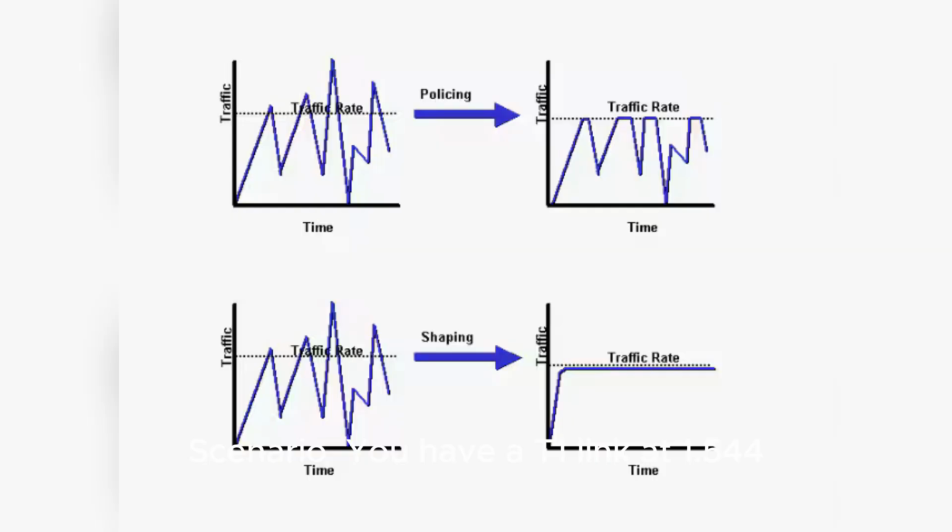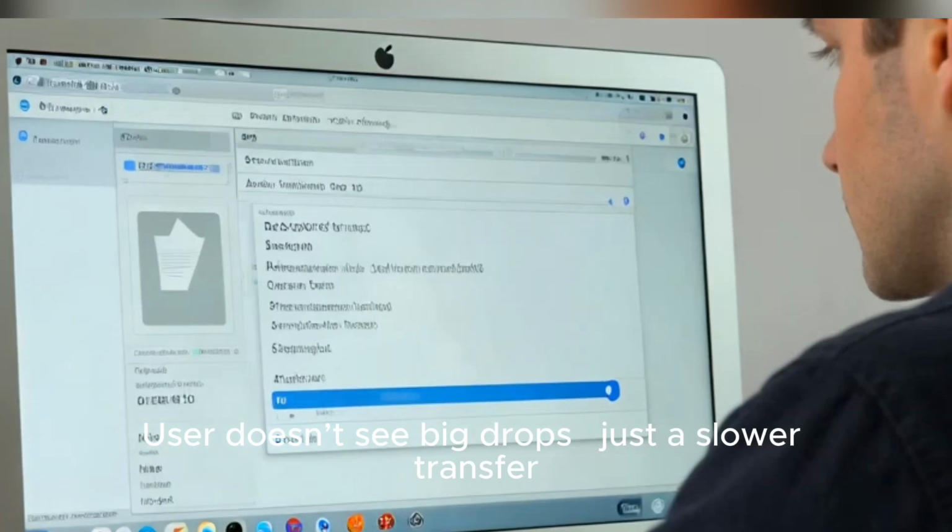Real-world scenario. You have a T1 link at 1.544 Mbps. A file transfer tries to send at 3 Mbps. With traffic shaping, the router queues extra packets and sends them at approximately 1.5 Mbps steadily. The user doesn't see big drops, just a slower transfer.